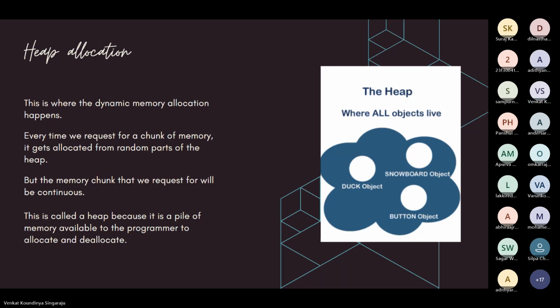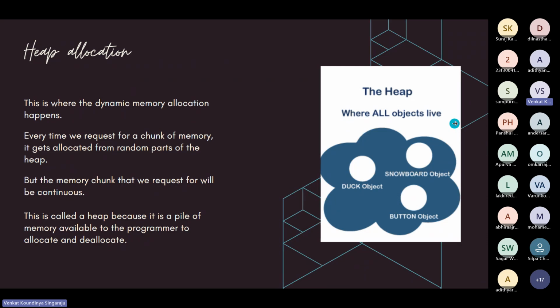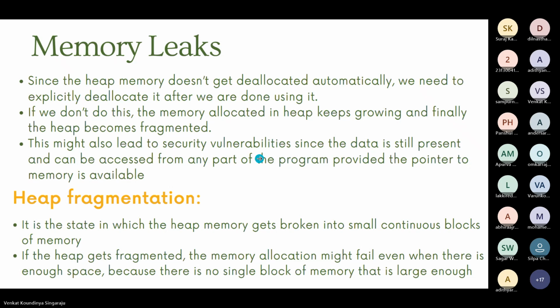Now, though the total sum of blue area might be greater than your requested memory, it might be possible that it won't be allocated. Why won't it be allocated? Because no single patch of blue will be large enough to accommodate your memory request. So the total blue area might still be greater than your requested memory, but no individual patch will be big enough. And that is when the memory allocation fails, and this state is called the fragmented state.